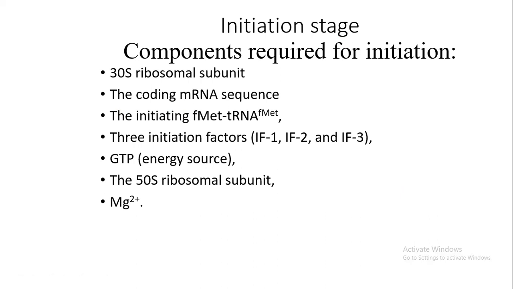Coming to the initiation stage of protein synthesis. So once we have all the pool of activated amino acids, that is amino acids that are bonded with their transfer RNA molecule, the initiation stage begins. So for initiation, we require 30S ribosome that is separated from the 50S ribosomal subunit. So we need both subunits, the messenger RNA sequence, initiating formyl methionine transfer RNA, 3 initiation factors 1, 2, and 3, energy in the form of GTP and Mg2 plus ions as cofactors.